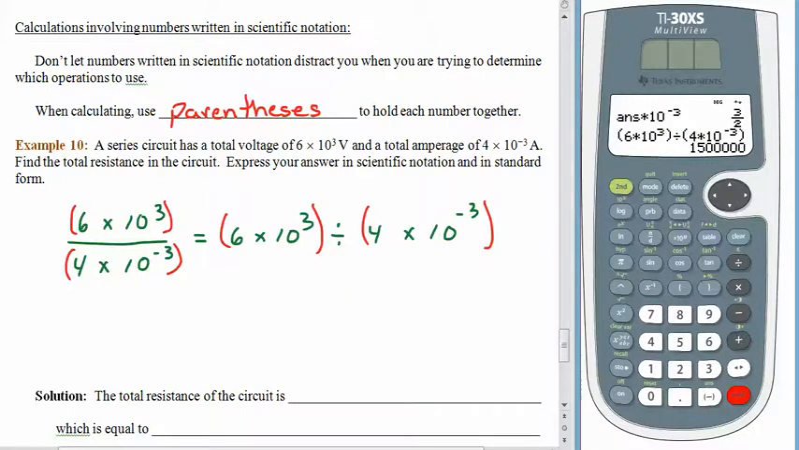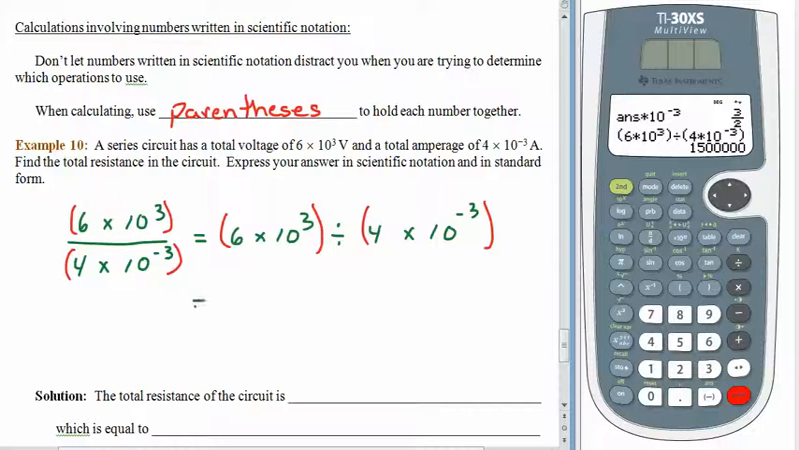This is, oh gosh, what is that? A 1, a 5, 1, 2, 3, 4, 5 zeros. So the total resistance of this circuit is 1,500,000 ohms.